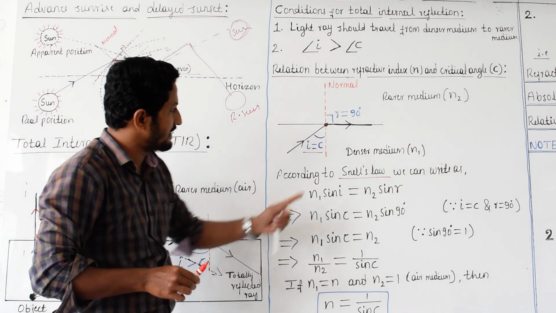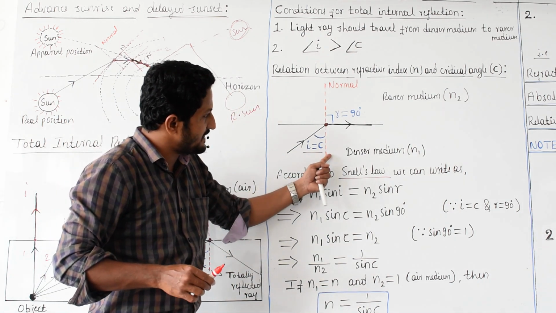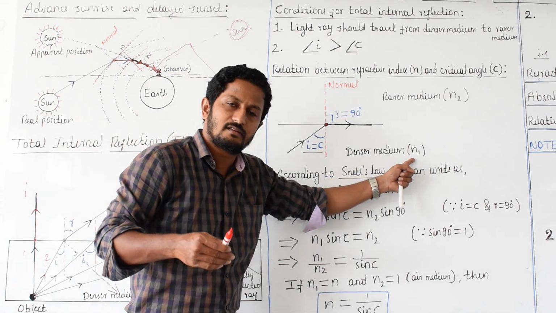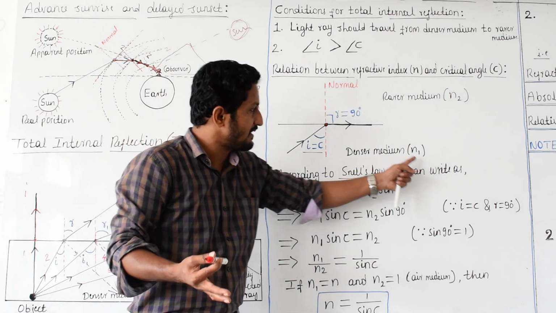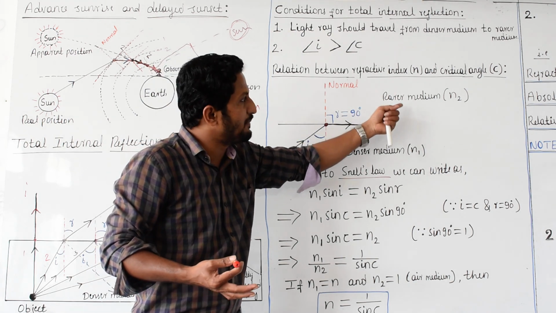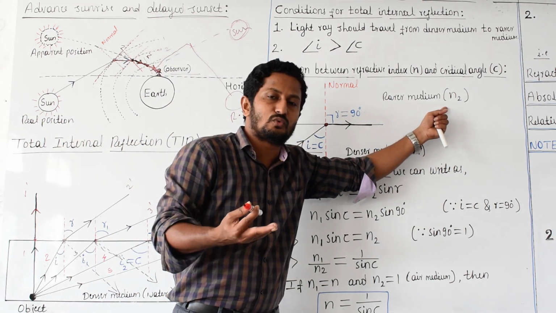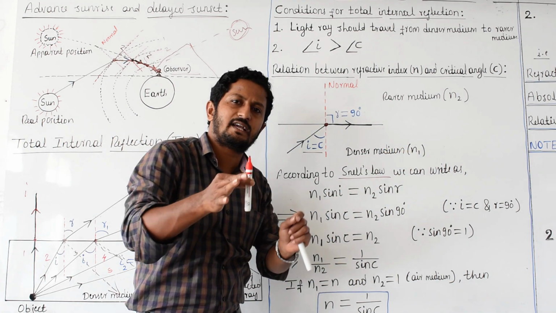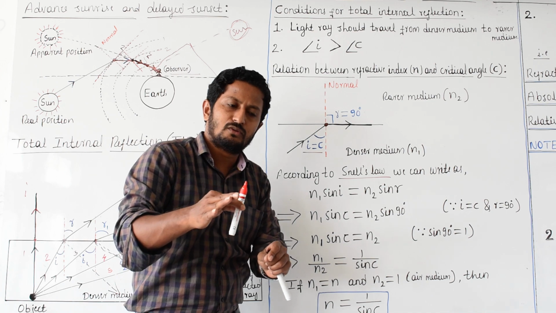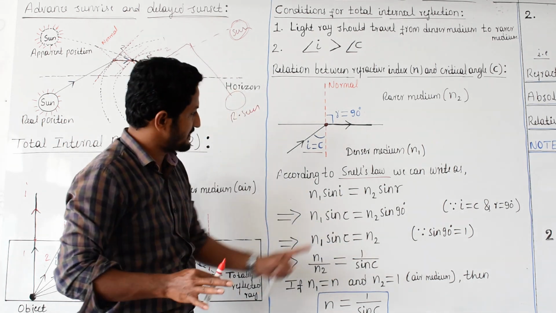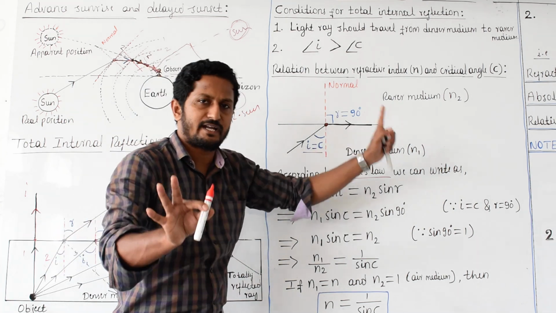Now you see here. Our incidence is here in the denser medium, so there the refractive index you have to take as N1, the first medium. Refraction is happening in the rarer medium, so that medium you treat as N2. Very simple. From which light is coming, take as the first medium. Through which it is moving, take as the second medium. This is the first medium, second medium.